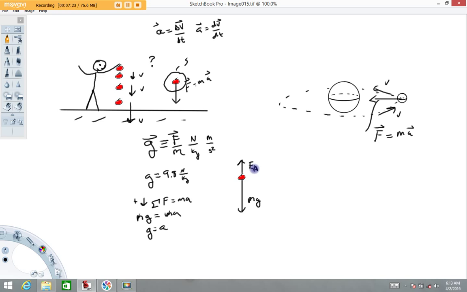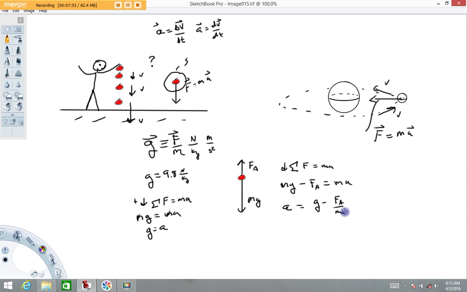Now the apple's still accelerating down. When we write our Newton's second law equation, this is going to be sum of all forces equals ma, down positive. The equation for this free body is now mg minus f sub a, being whatever the air drag force is, equals ma. When we solve for the acceleration, now we're going to get g minus f sub a over m.